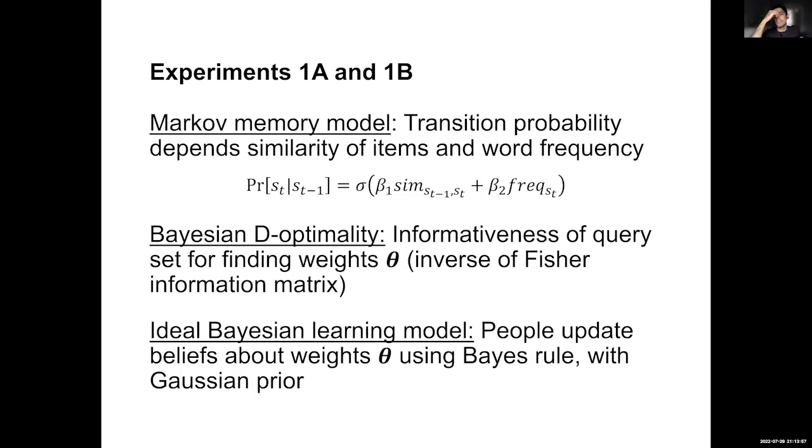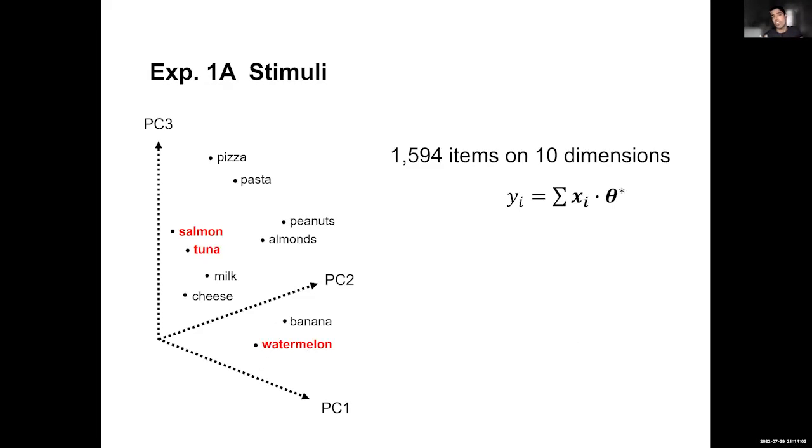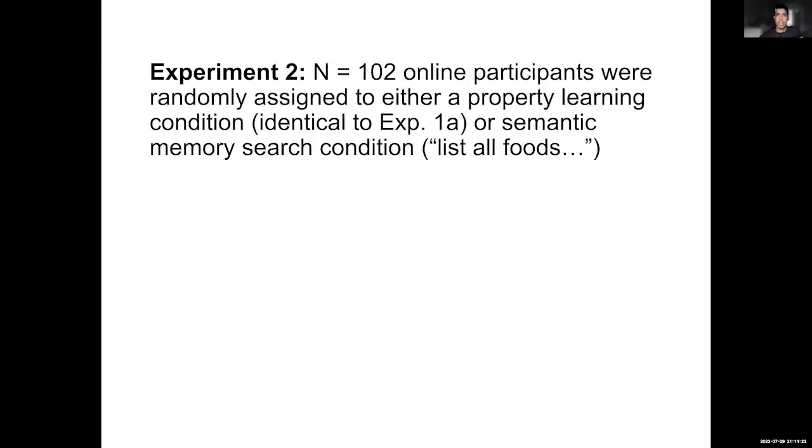The last model we have is an ideal Bayesian learning model. This basically says that given what people have searched, given that they've searched for tuna, salmon, watermelon, found out the property values of those items, what is their prediction for, let's say, a new item like pizza going to be? The ideal Bayesian learning model says that people take what they know and use it in an optimal manner, at least optimal according to Bayesian statistics. So these are three models that we're going to use in all of our tasks, in experiment 1A and 1B, and also in experiments 2 and 3.